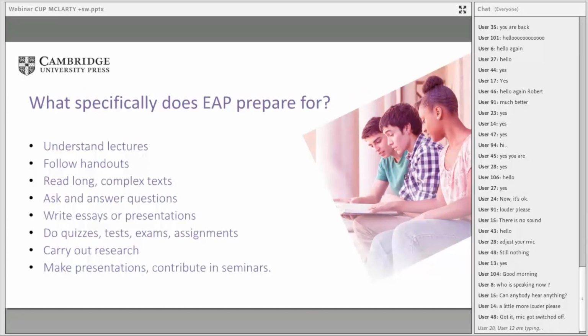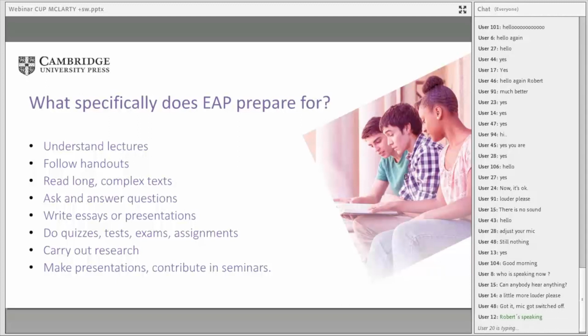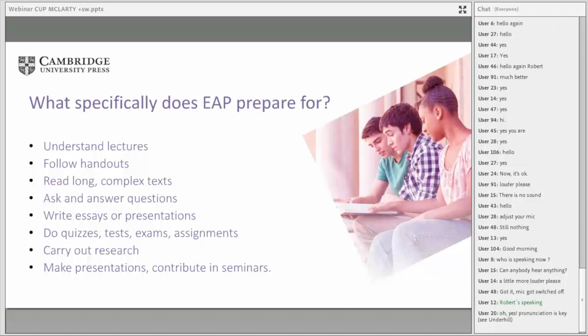And what specifically does EAP prepare the students for? Obviously, if they're going to enter the academic world, then they need to be able to understand lectures, follow handouts, read long and complex texts, and all the other skills that you can see there.